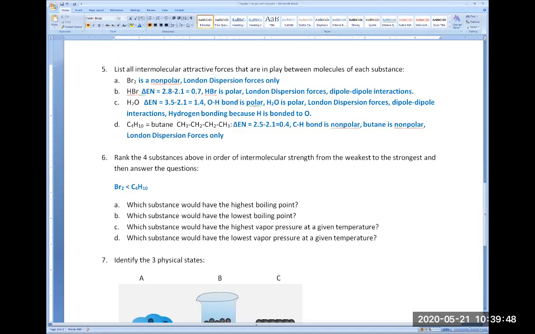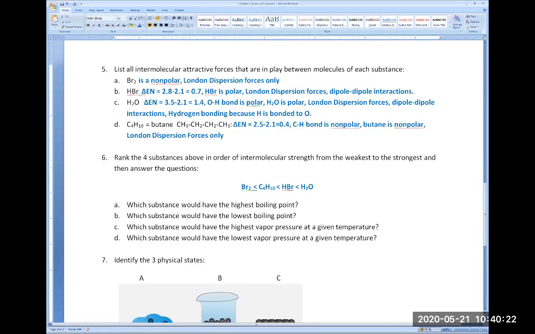Yes, HBr comes after that because water is the strongest. It has all 3 kinds of forces: hydrogen bonding, dipole-dipole interactions, and London dispersion forces, while HBr experiences only London dispersion forces and dipole-dipole. So that's the way it will be, okay? So that would be the answer to that question.